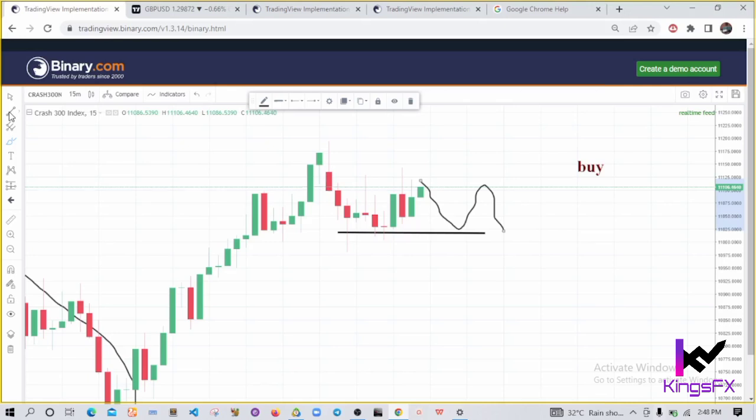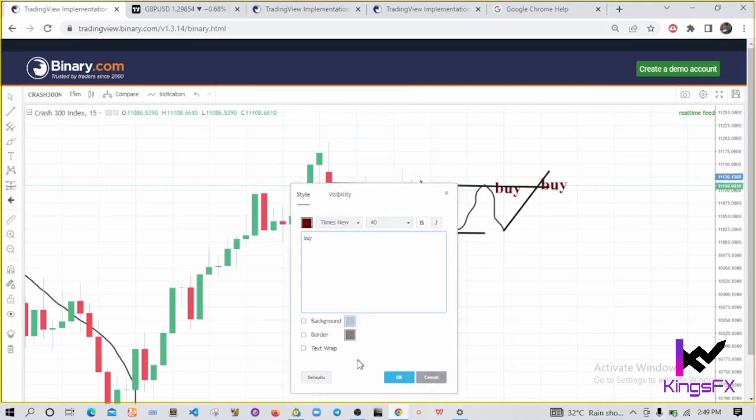Okay, pick another line and draw. So once the price breaks out, okay, of this line, we enter our buy. Enter our buy at this point. Or if the price breaks from this one at this point here, we still enter our buy.